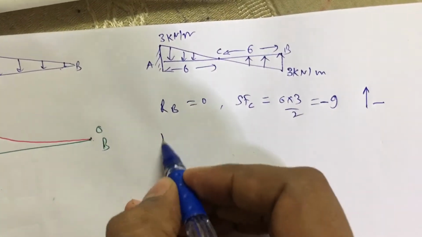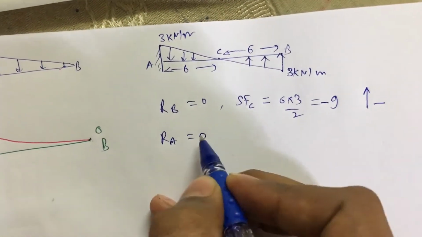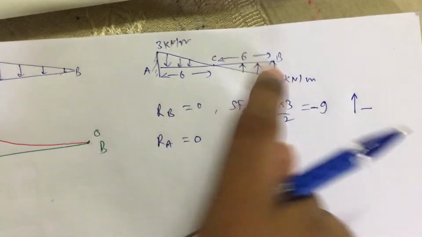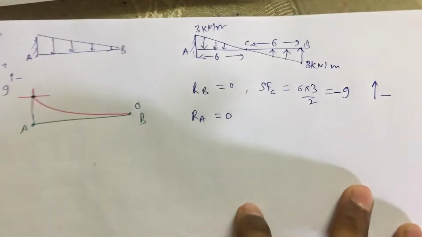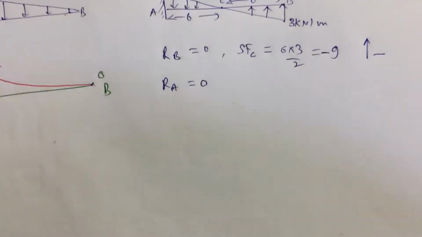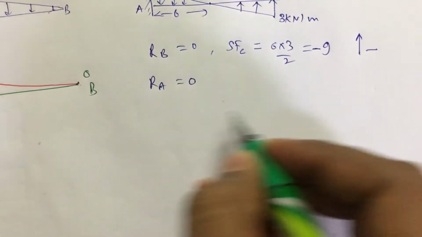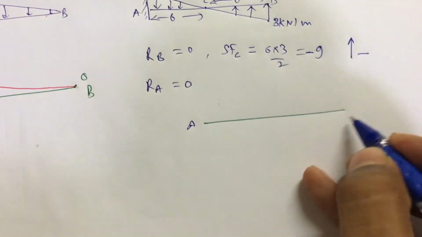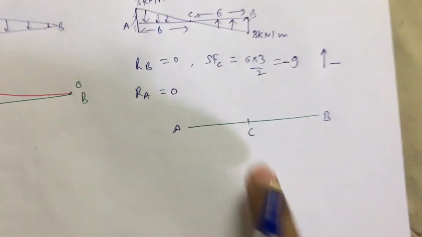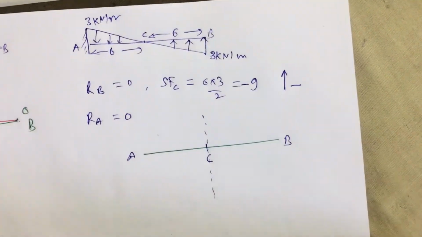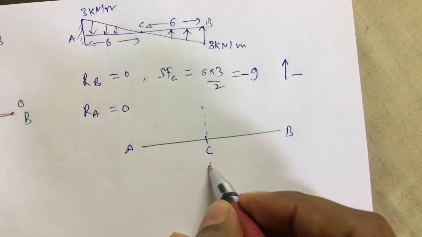In the same way, reaction at A will be 0. Why 0? Because this entire part is symmetrical to this entire part, one downward, one upward, so the total resultant is 0. Or you can find it out by any other method also. So now let's draw shear force. To draw the shear force diagram, draw the beam, and in this beam, this is your A, this is your B, this is your C. Now at C you draw a line, and this is your minus 9.